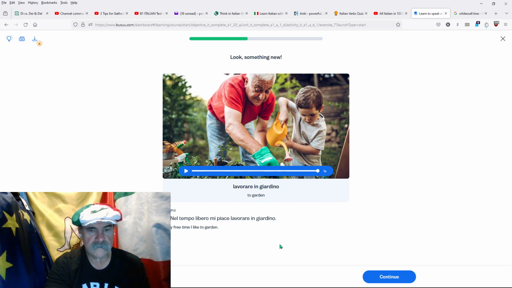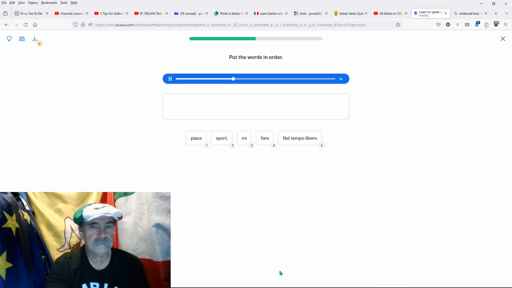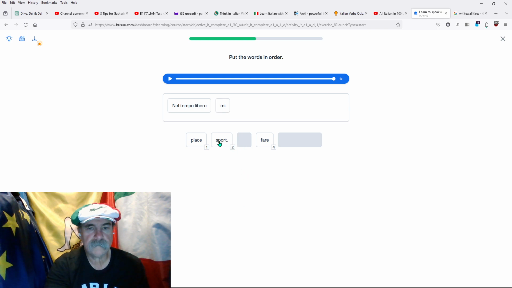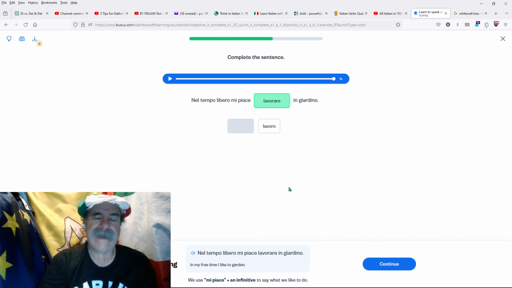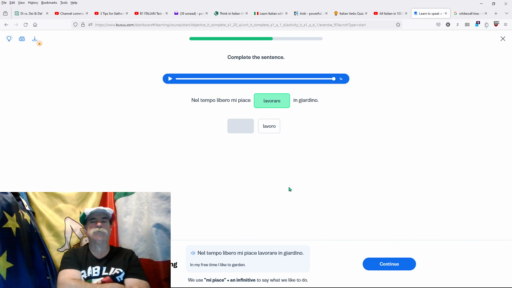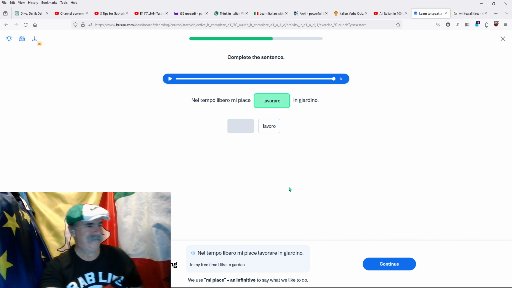Nel tempo libero mi piace lavorare in giardino. Nel tempo libero mi piace fare sport. Nel tempo libero mi piace lavorare in giardino. Lavorare, not lavare. Lavorare.